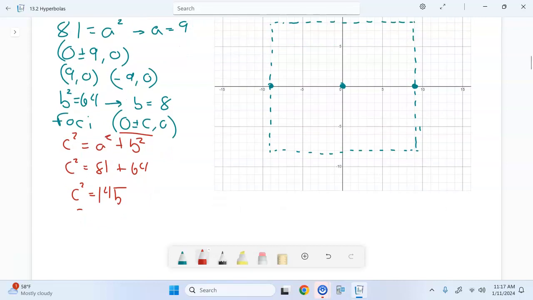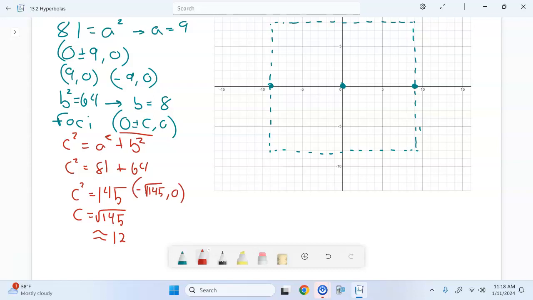Okay, so C will be the square root of 145, which is irrational, but it is approximately 12, which is what we'll need to graph the foci. To get the exact value of the ordered pair, we will plug in the square root of 145. So we'll have negative square root of 145, comma 0.